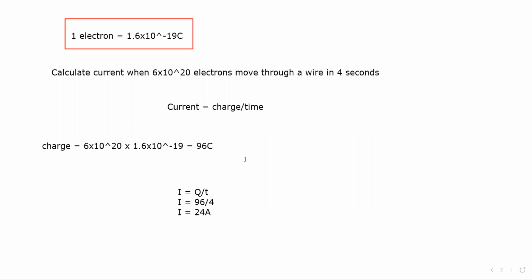Is the calculation clear? Because one electron does not carry 1 coulomb, one electron carries 1.6 times 10 to the power minus 19 coulombs. So the total charge will be the charge of one electron multiplied by the total number of electrons. So we'll get the total charge.